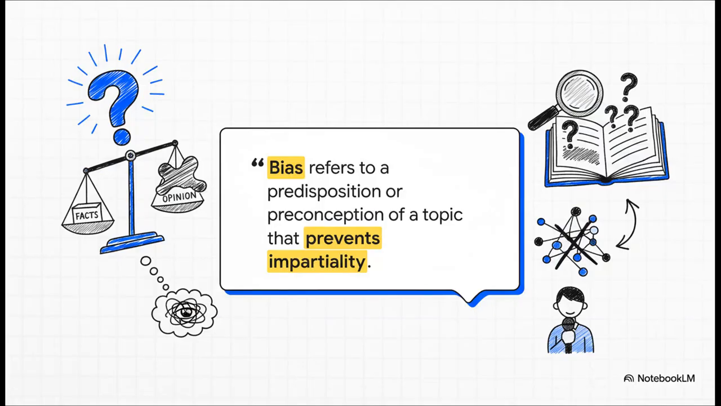And that last point, objectivity, is a big one. This quote really nails it. Bias is when a source has a preset agenda that makes it impossible for them to be impartial. Your job as a speaker is to inform, not to push someone else's hidden agenda. So always ask yourself, what's this source's angle?